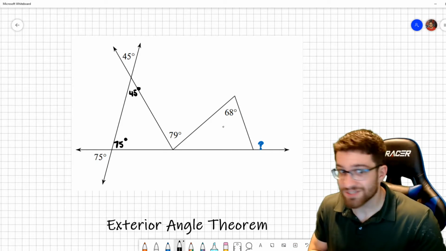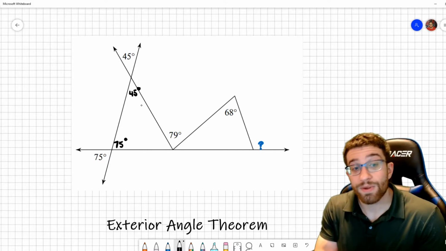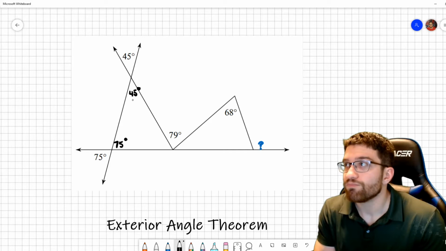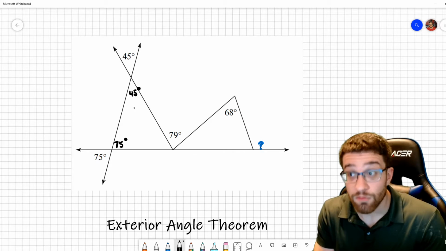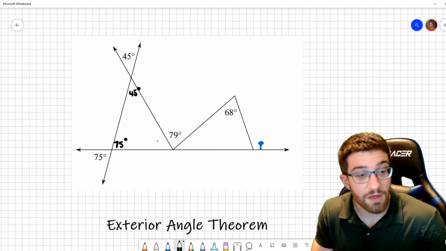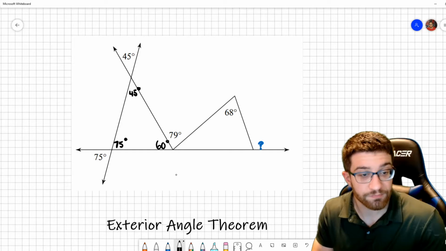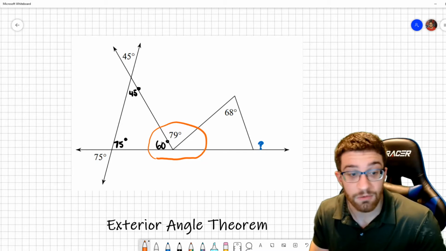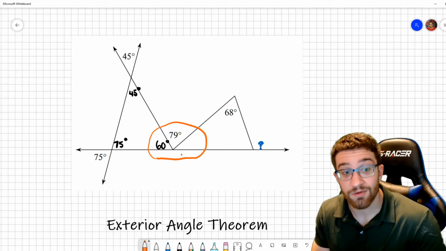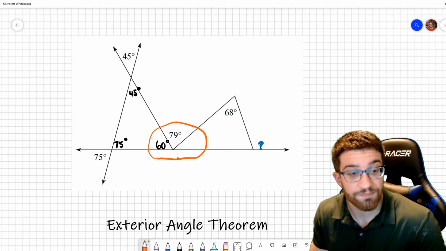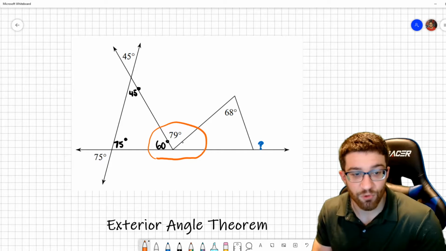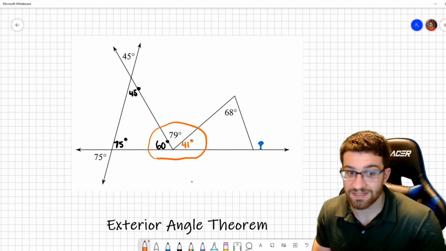And now let's try to find it. Now we know this left-hand triangle, if you see 75 and 45, we take those away from 180, then the other angle is going to be 60 degrees. And then right here, this isn't a linear pair, this is like a linear trio. We know the three of these angles are combining to make a line, they're combining to make 180 degrees. 60 and 79 together are 139, that leaves 41 degrees as this angle right there.